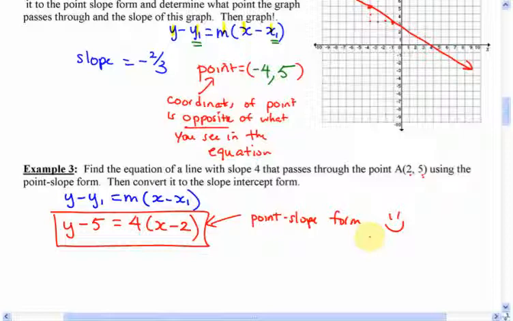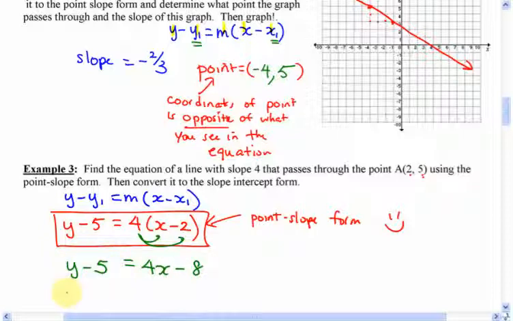Now, the next part says convert it to slope-intercept form. You try. We did this before. What should I do first to get into the slope-intercept form? Get rid of the brackets, Anastasia says. Thank you. So I hope I do it right this time. 4 times x is 4x, 4 times -2 is -8.